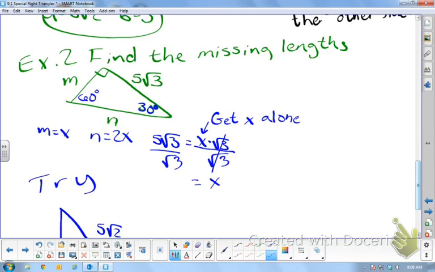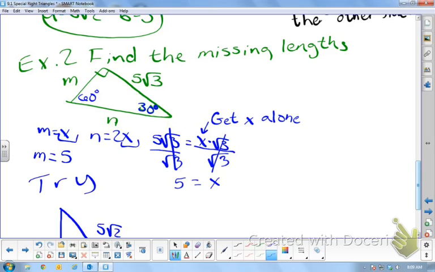Well, what happens here when we divide by square root 3? It's just 5. So we figured out what x is. Now we use that in our other two equations. I replace x in both equations. So m, if I replace x, what am I going to put here instead of x? 5.